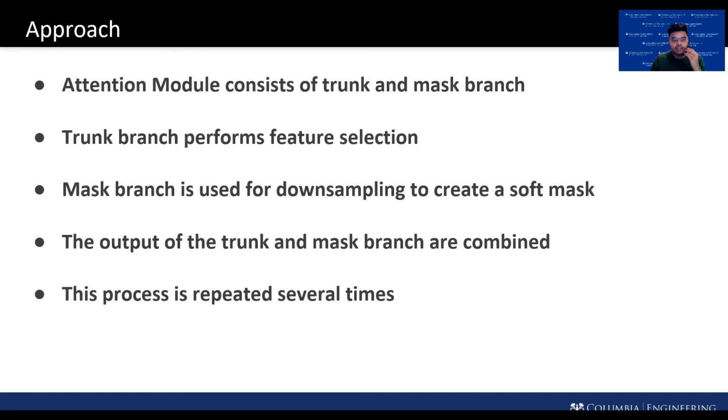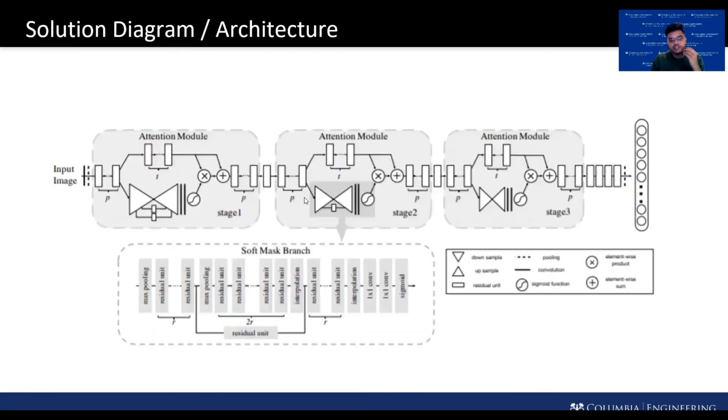an image. And we do this by downsampling the image and then upsampling it again. And the output of the trunk branch and the mask branch are combined together. And this entire sequence of process, which is one attention module, is repeated multiple times. So this diagram essentially illustrates what I described in the previous slide.